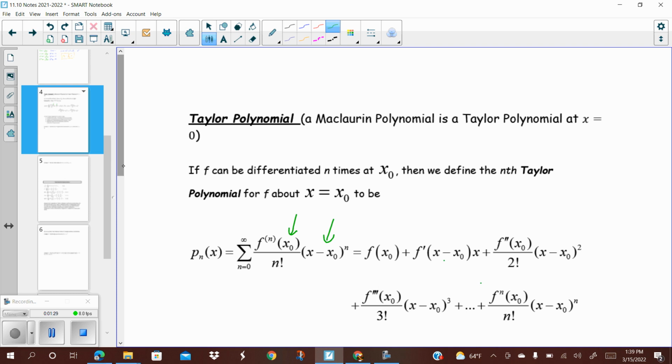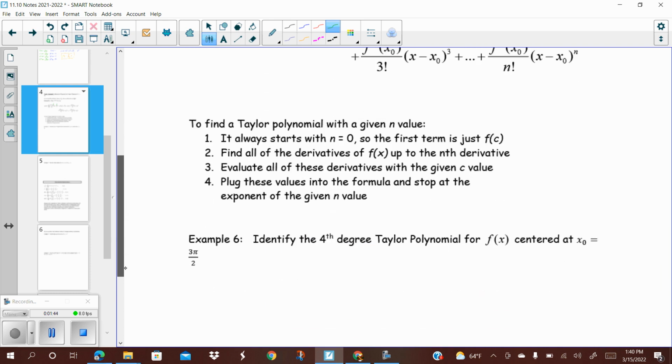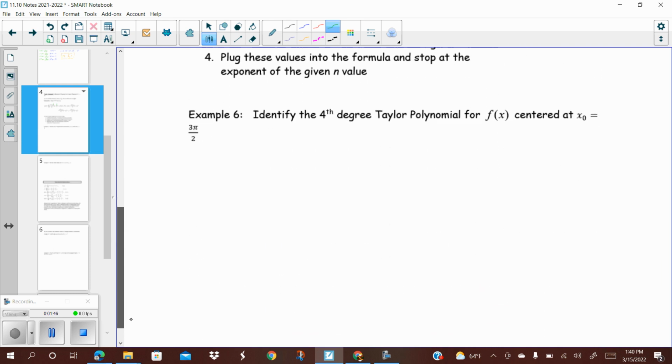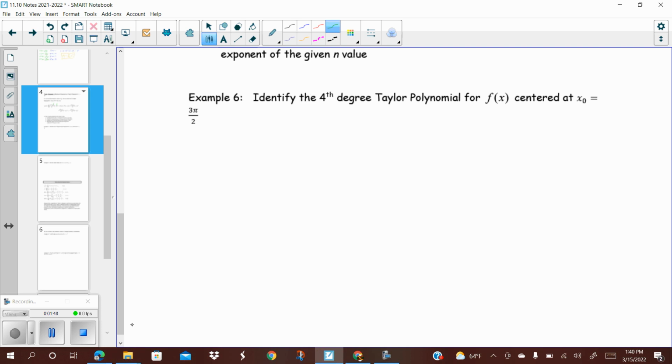Anyway, so a Taylor polynomial, exactly the same thing as what we've been doing. It's still going to be the nth derivative over the n factorial, x minus the center to the nth power. Exactly the same idea. So let's go ahead and just develop one. We'll identify the 4th degree Taylor polynomial for f of x centered at x sub 0 equals 3 pi halves.